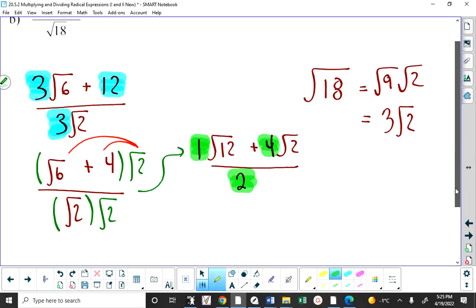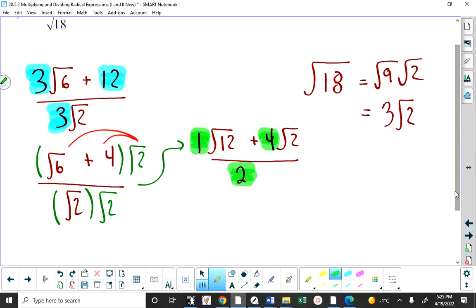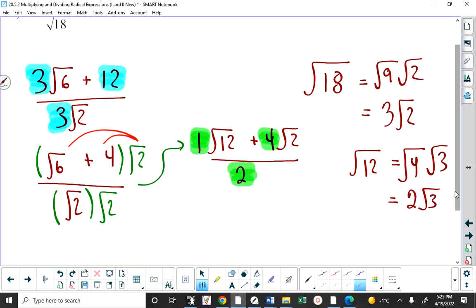What about, are all radicals simplified? Well, no, because root 12, I'm really hoping that almost everybody knows root 12 is 2 root 3, but to go through it again, 12 is 4 times 3. So root 12 is root 4 times root 3, which is 2 root 3. So if I put 2 root 3 here, then I have plus 4 root 2 over 2.